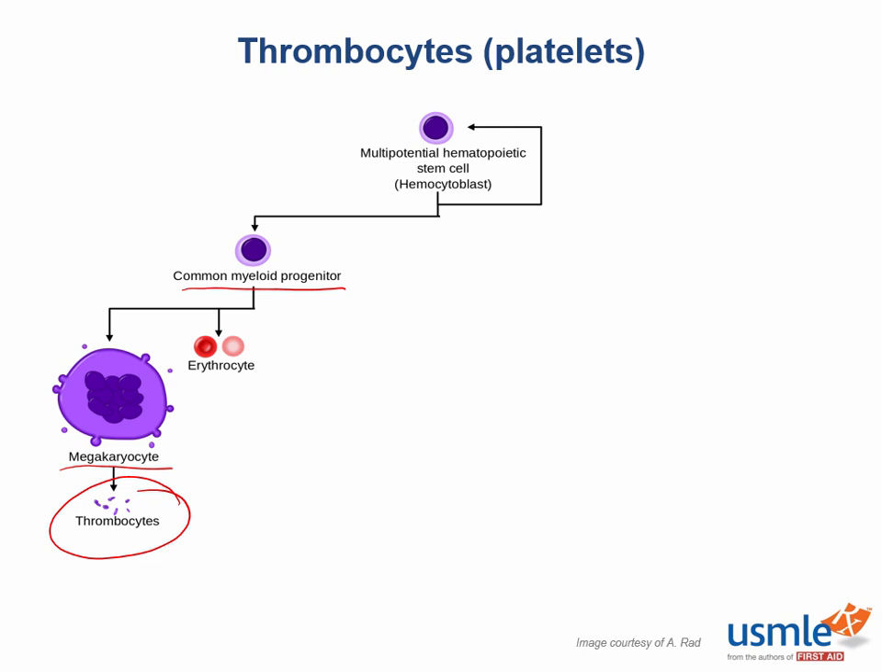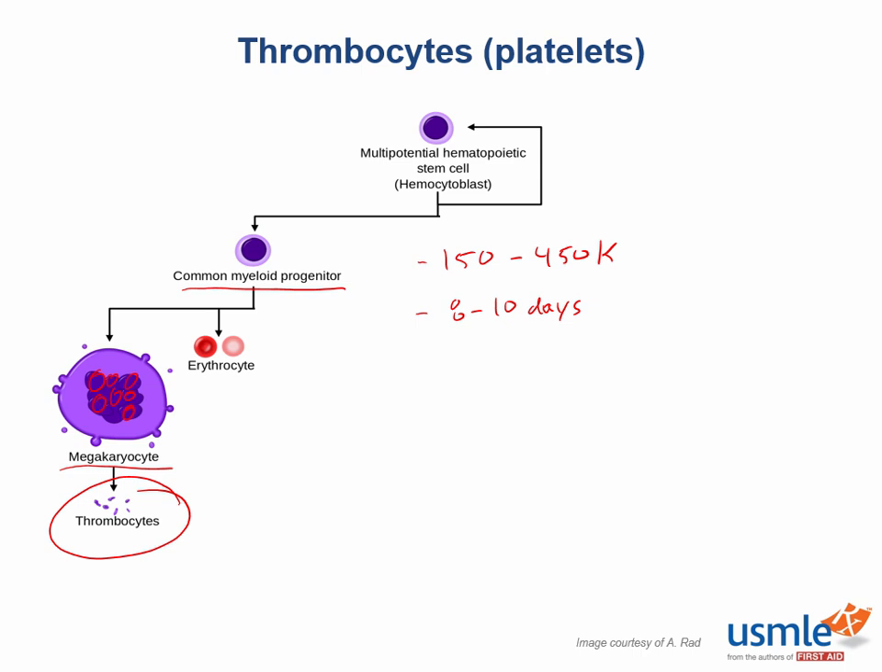Now platelets are small cytoplasmic fragments that split off of megakaryocytes, and they normally number 150 to 450,000 per microliter, and they circulate in the blood for about 8 to 10 days. Now the megakaryocyte is the largest cell in the bone marrow and has a multilobulated nucleus, as you can see here.